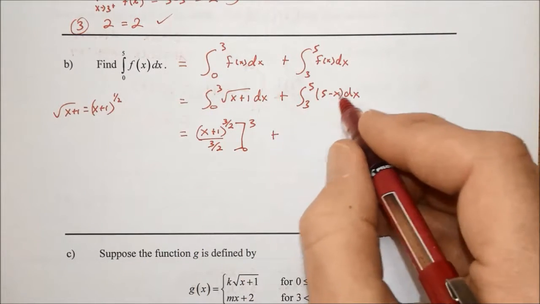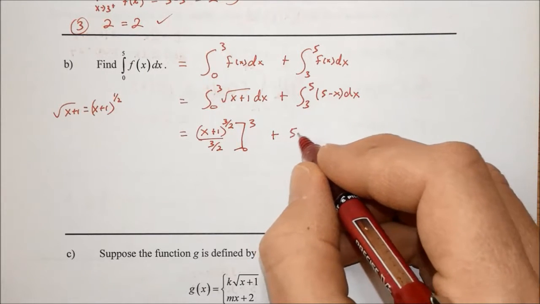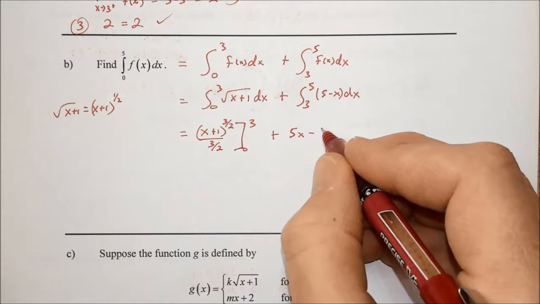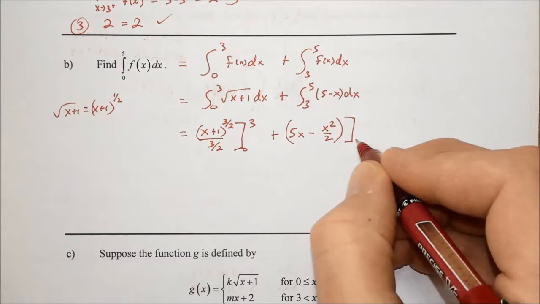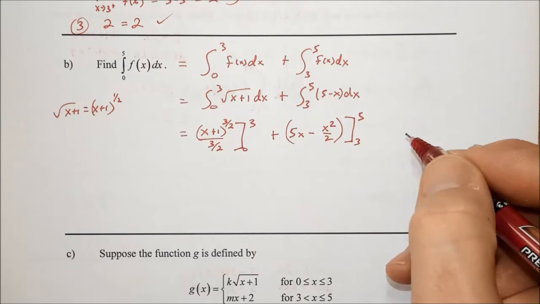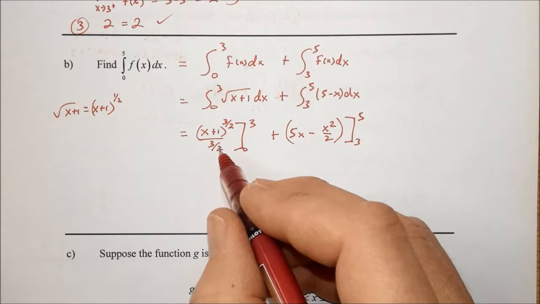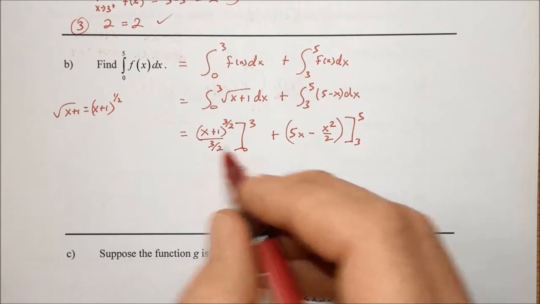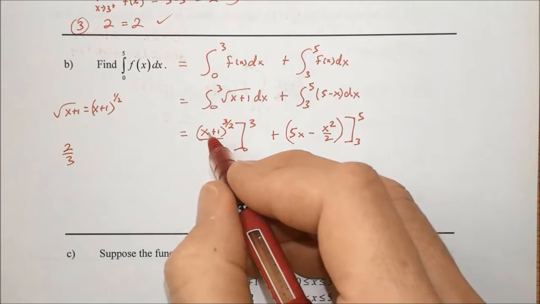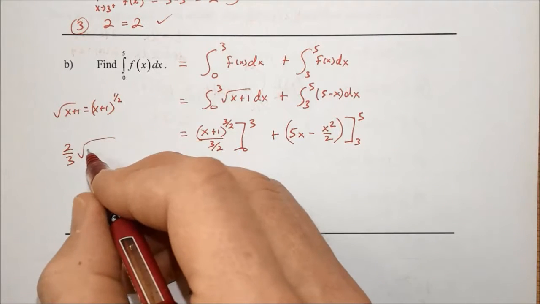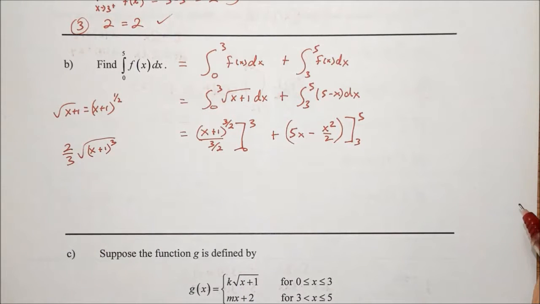Next to that, we have to do our antiderivative of 5 minus x. Well, 5's antiderivative is 5x. x's antiderivative is x squared over 2. And that's being evaluated from x equals 3 to x equals 5. Now right here, we have dividing by 3/2, which is the same thing as multiplying by 2/3. And then we have x plus 1 to the 3/2. That's the square root of x plus 1 being cubed.